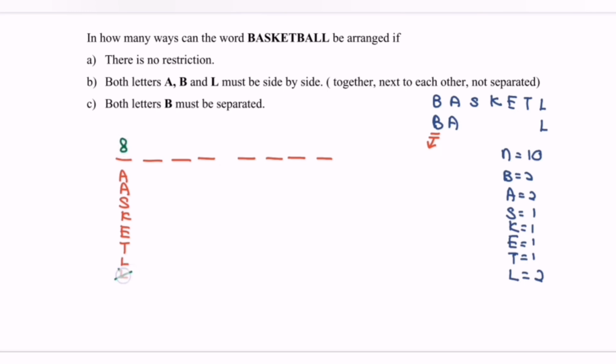Let's say the L has been selected. So repeat the situation where we have double A, S, K, E, T, and L. How many possible situations can we have for the second box? So the answer will be 7. So let's say another L has been selected. So repeat the situation until we have 6, 5, 4, 3, 2, and 1. So as a conclusion, we have 8 factorial in this case.